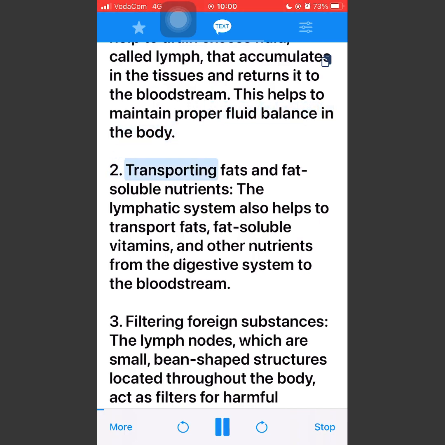2. Transporting fats and fat-soluble nutrients. The lymphatic system also helps to transport fats, fat-soluble vitamins, and other nutrients from the digestive system to the bloodstream.